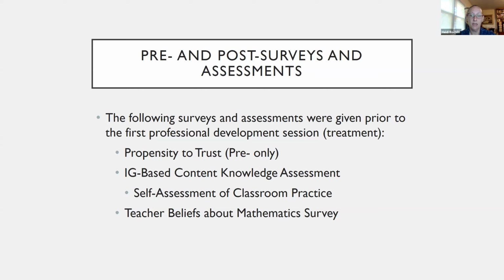So my study began by administering a series of pre-assessments to the participants and then concluded with administration of the same surveys and assessments, with the exception of the propensity to trust survey. The surveys and assessments are listed here, and each had a specific purpose tied to the research questions that were posed by this study. All of the surveys utilized a 7-point Likert type scale, with the exception of the IG-based content knowledge assessment, which used a binary scale, with answers coded as 0 for incorrect and 1 for correct responses.